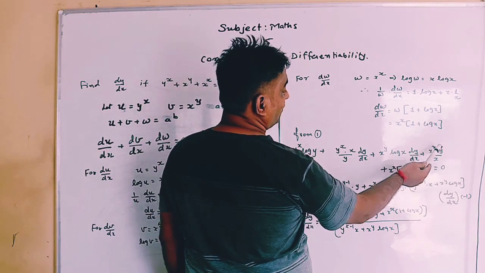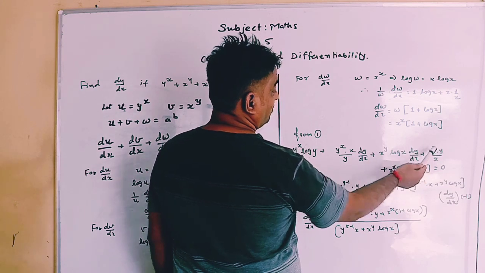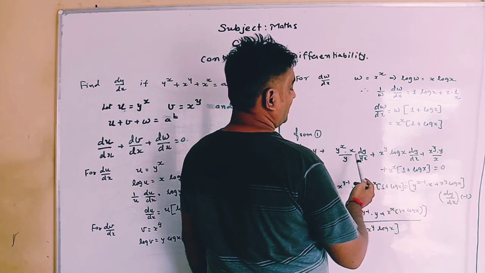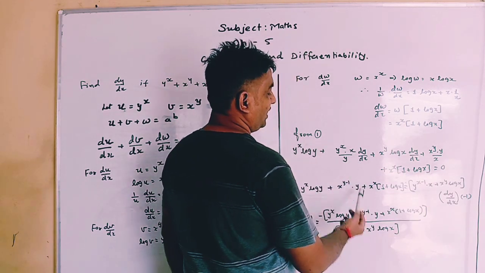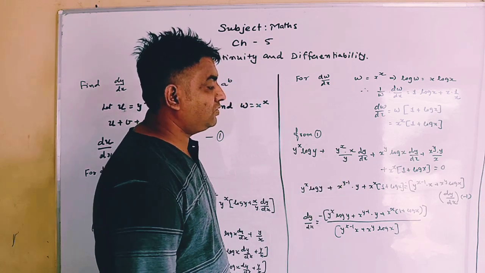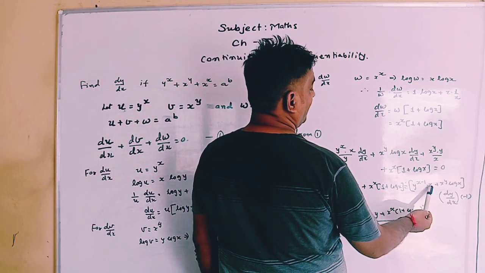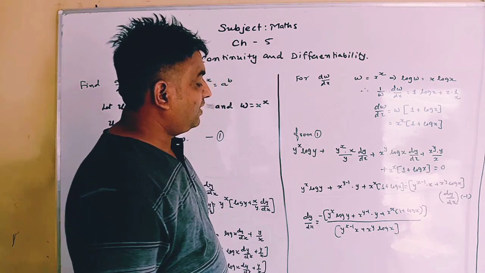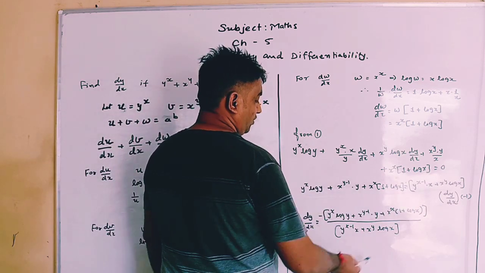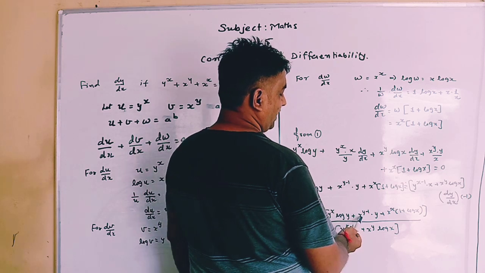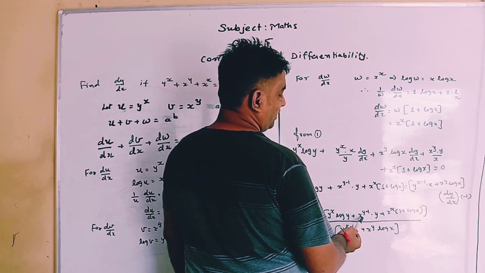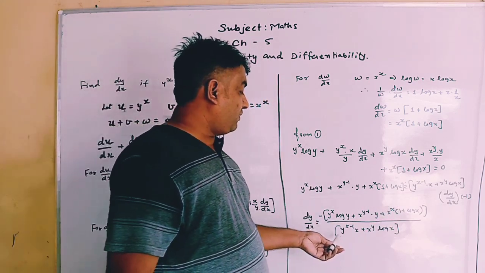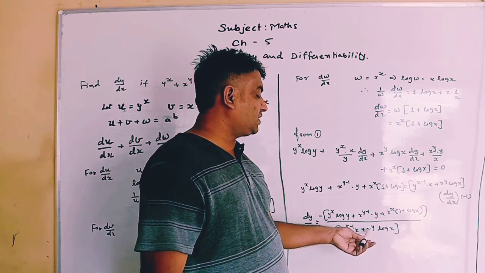Now x raised to y into y by x can be written as x raised to y minus 1 into y. We take the dy by dx terms to the other side. So dy by dx times y raised to x minus 1 into x plus x raised to y log x equals minus y raised to x log y, minus x raised to y minus 1 into y, minus x raised to x into 1 plus log x. Writing the coefficient in the denominator, dy by dx equals minus y raised to x log y plus x raised to y minus 1 into y plus x raised to x into 1 plus log x, upon y raised to x minus 1 into x plus x raised to y log x.